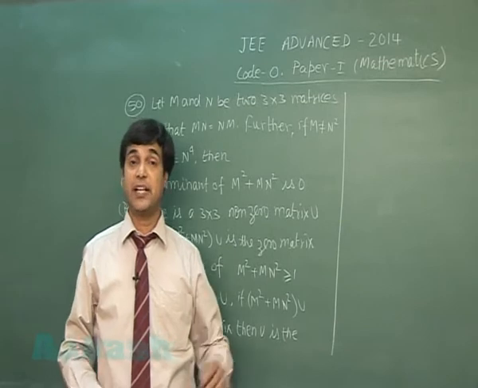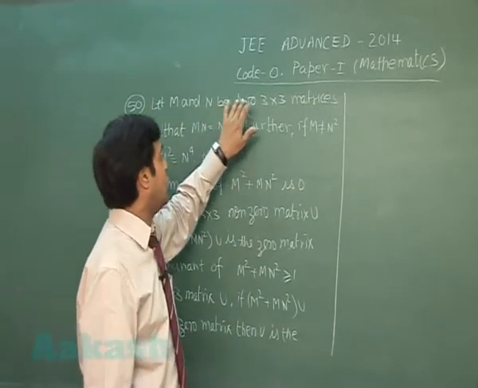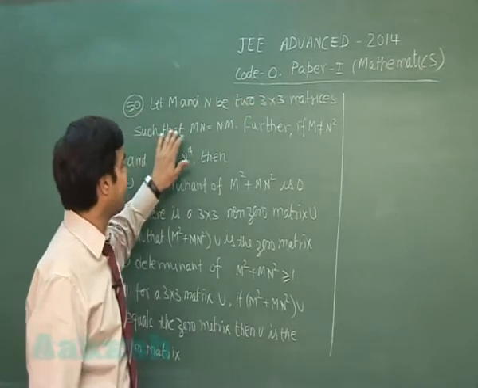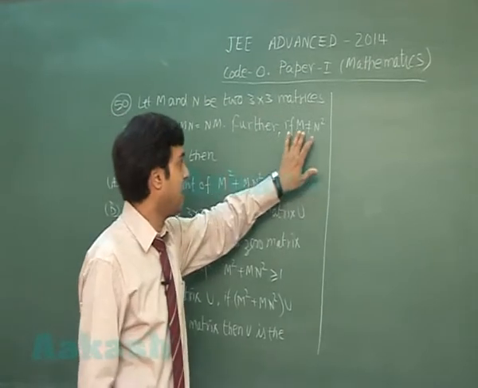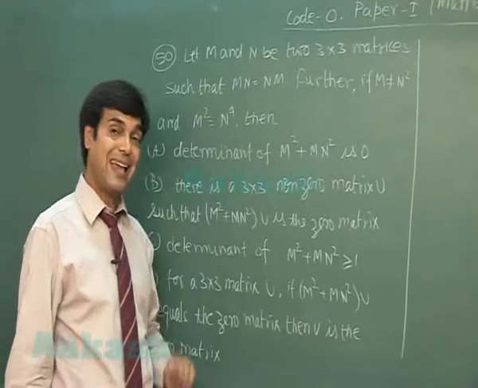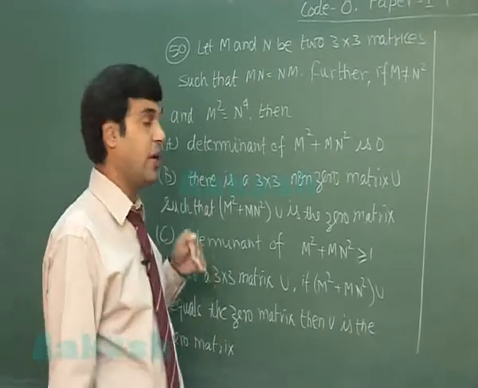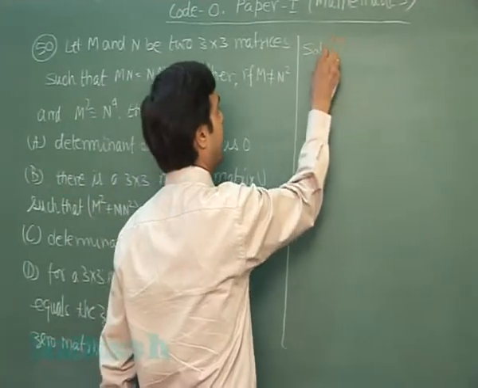Okay, let's go for question number 50. Let M and N be two 3 by 3 matrices such that MN equals NM, meaning they are commutative. Further, if M is not equal to N square and M square equals N to the power 4, then we have to conclude about 4 options.